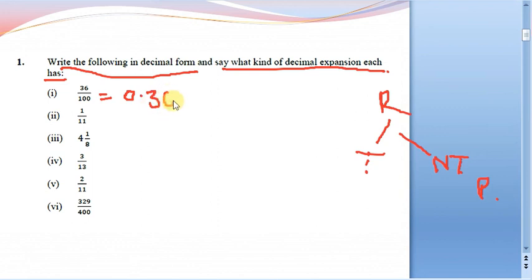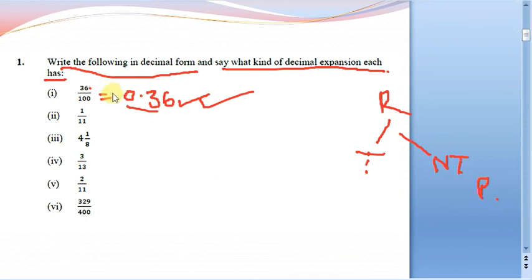As we know, when we are dividing with the powers of 10, we will be moving the decimal point towards our left. So here initially we will assume the decimal point here. So 1, 2, two places. So we have to move it. So the answer is going to be 0.36. Now which kind of decimal expansion is it? It is going to be terminating. So the first one is going to be terminating.